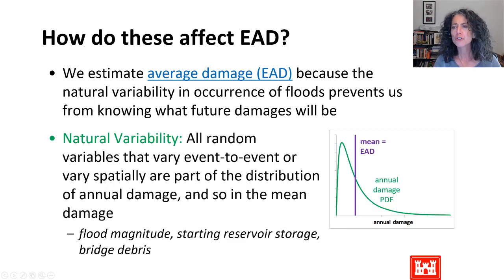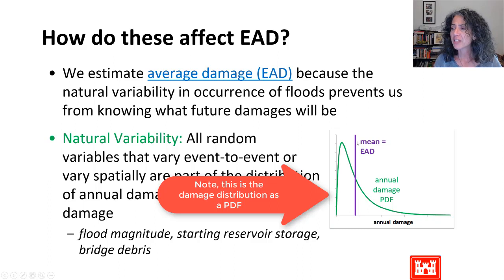Right? So all of our natural variabilities in our analysis are going to be part of the damage distribution. All things that vary in time and space and from flood event to flood event are going to be part of the annual damage distribution, right? And so they're going to be part of the mean of annual damage, or the expected annual damage.